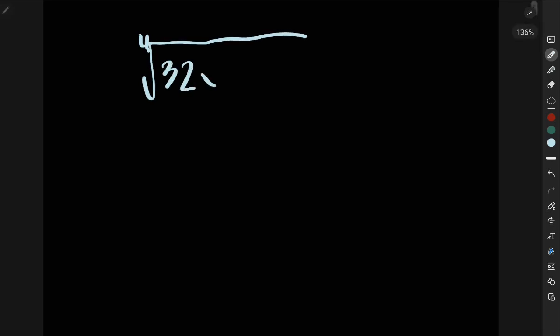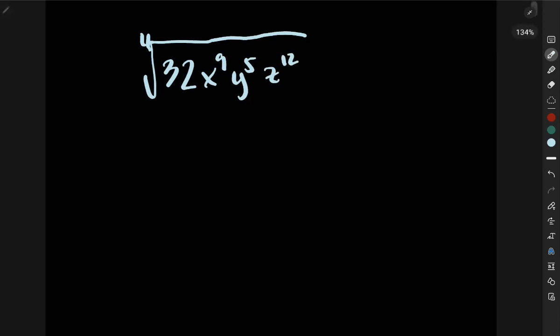So let's say, for example, we have the fourth root of 32x to the power of 9, y to the power of 5, z to the power of 12. In simplifying a radical expression, you call this a radical expression because it has a radical sign, the fourth root, that is a radical symbol. In order to simplify this, you need to make every exponent a multiple of 4, because it's the fourth root. If it's a cube root, then you make every exponent a multiple of 3.